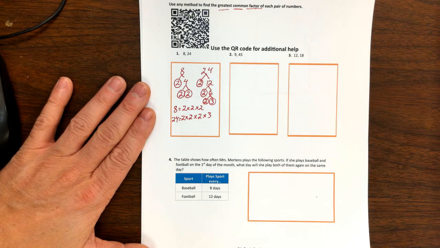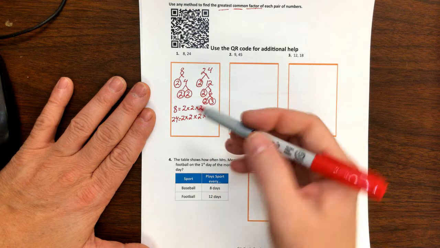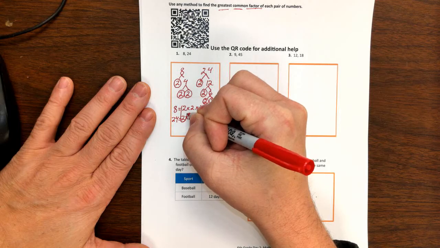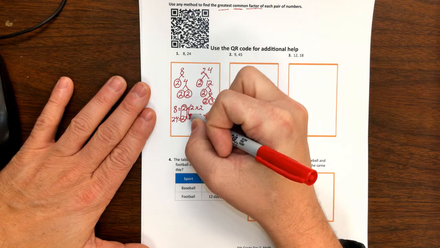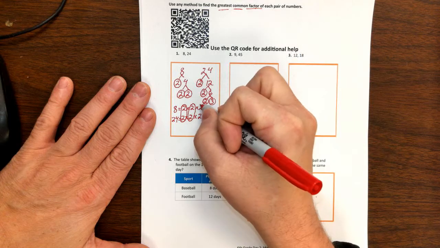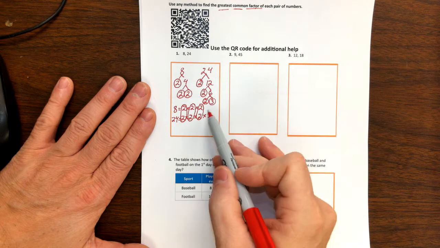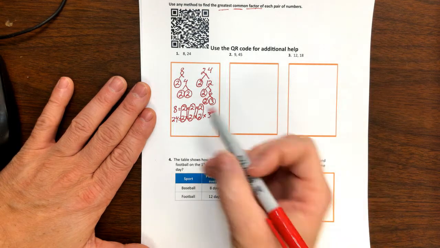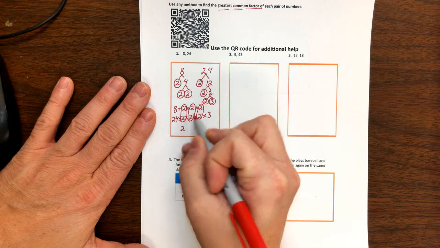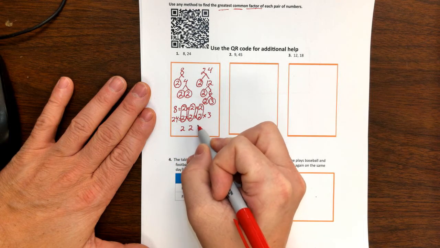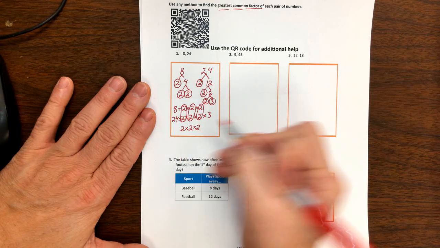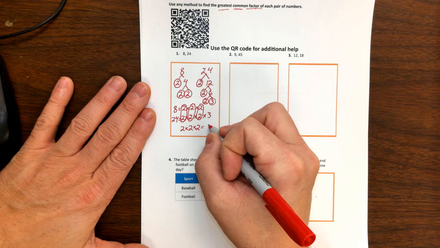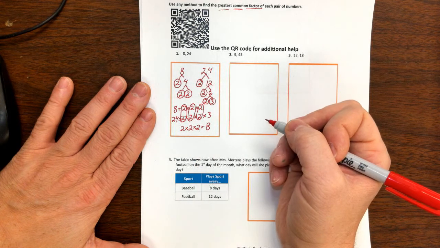Now I'm going to find groups of prime numbers that they have in common, or that they share. When I list them like this, they share a group of 2, another prime group of 2, and another prime group of 2. Now notice 8 does not have 3 in its prime factorization, so I'm not going to circle 3. So I have one group of 2, another group of 2, and another group of 2, and I'm going to multiply those. When I multiply those, I get the greatest common factor, which is 8.